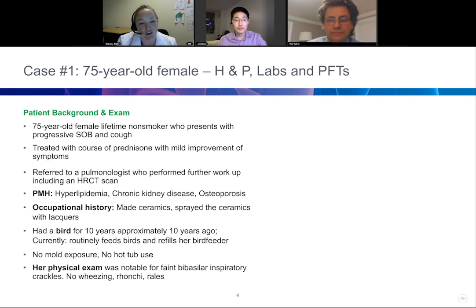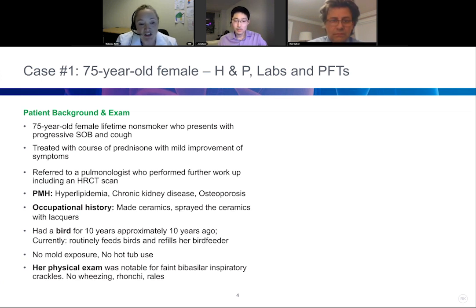So this is a 75-year-old woman, and she's a lifelong non-smoker, and she presents with shortness of breath and likely a dry, non-productive cough. And that's pretty typical for our patients who have interstitial lung disease. She was initially treated with a course of prednisone, but had only mild improvement in her symptoms, and she was referred to a pulmonologist. And so we see her, and we perform a further evaluation, including a high-resolution chest CT, which we'll look at in a minute. Her past medical history has hyperlipidemia and some chronic kidney disease.